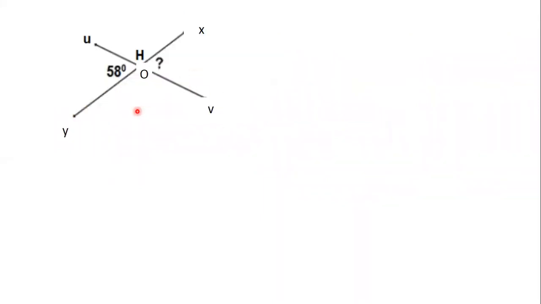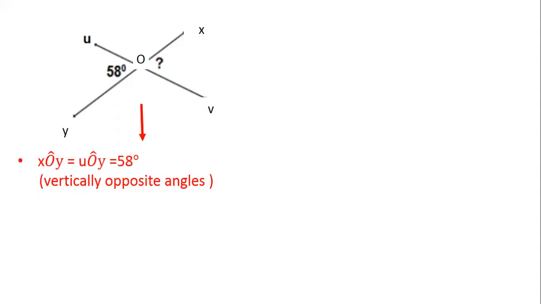Now the last one, which is this figure. I want to find the missing angles. Starting with the first one, XOV and UOY. They are equal in measure. This is V, which is equal to 58 degrees. Why? Because they are vertically opposite angles, and I write it down.